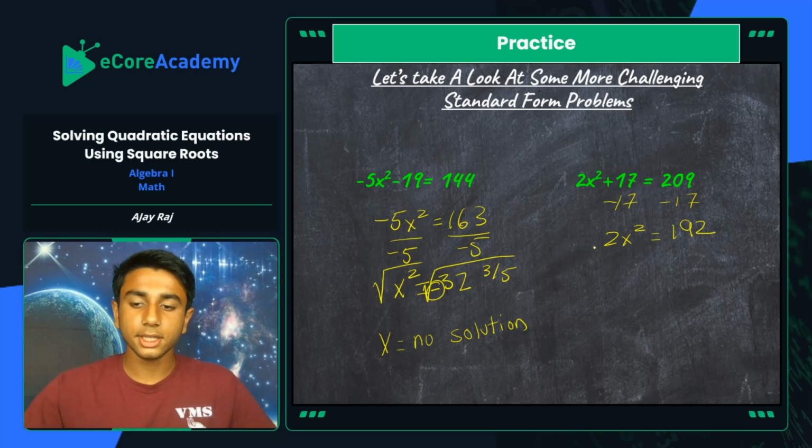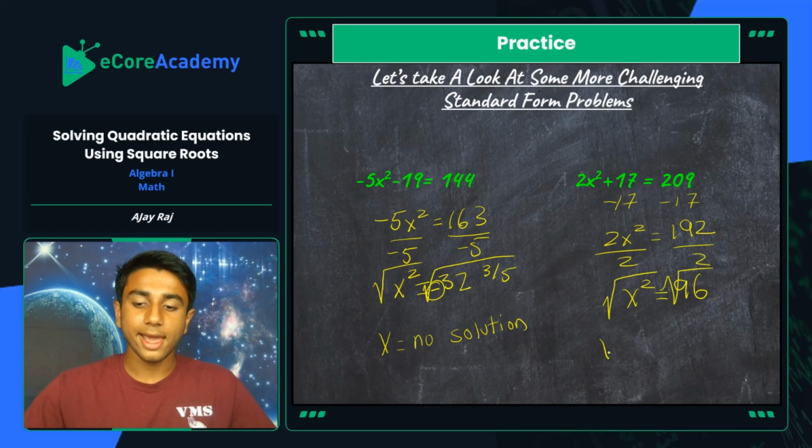All right, so next thing that we're going to do, obviously, we want to isolate x squared. So we're going to divide both sides by 2. And x squared equals, in this case, 192 divided by 2 is 96. Last step, obviously, is to square root both sides so that we get x isolated on the left-hand side. So we're going to square root both sides.